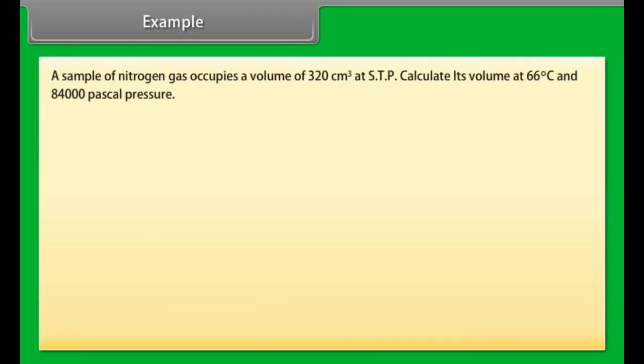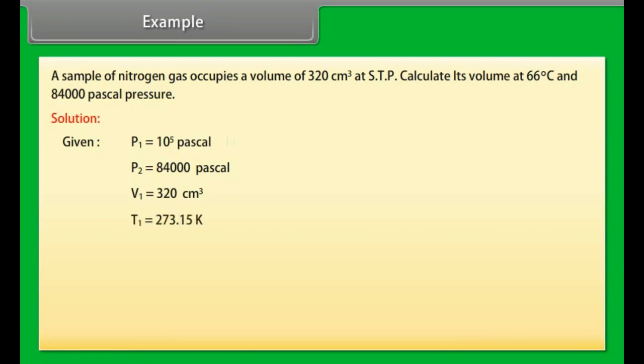Example: a sample of nitrogen gas occupies a volume of 320 centimeter cube at S.T.P. Calculate its volume at 66 degrees Celsius and 84,000 Pascal pressure. Solution: given P1 is equal to 10 raised to the power 5 Pascal, P2 is equal to 84,000 Pascal, V1 is equal to 320 centimeter cube, T1 is equal to 273.15 Kelvin, T2 is equal to 66 degrees Celsius is equal to 66 plus 273.15 Kelvin is equal to 339.15 Kelvin. We have to find V2.